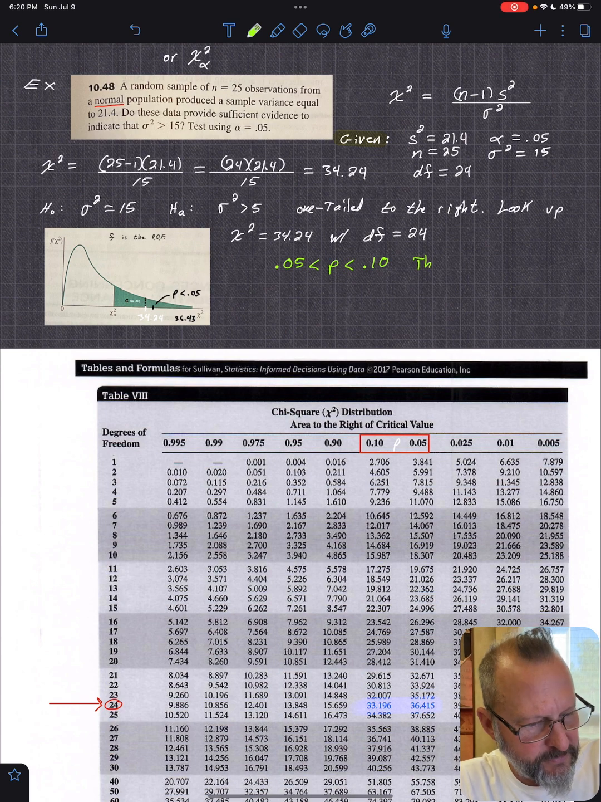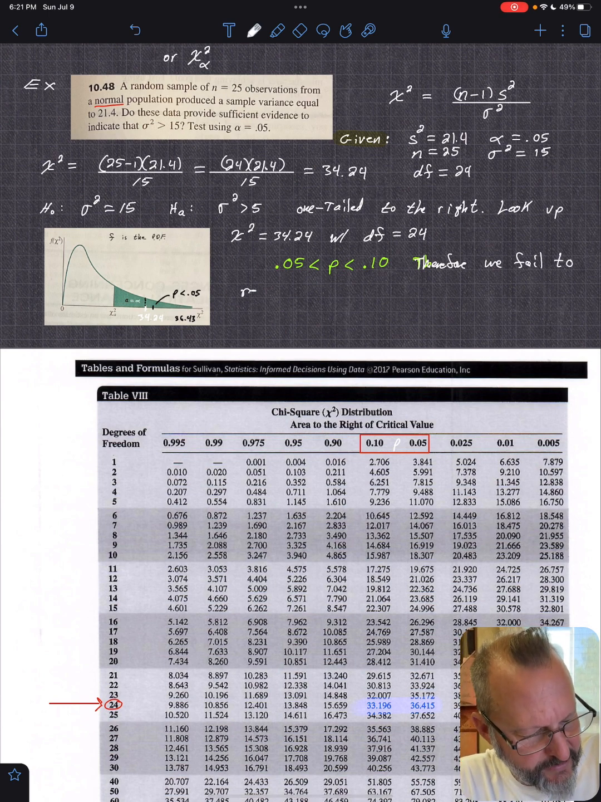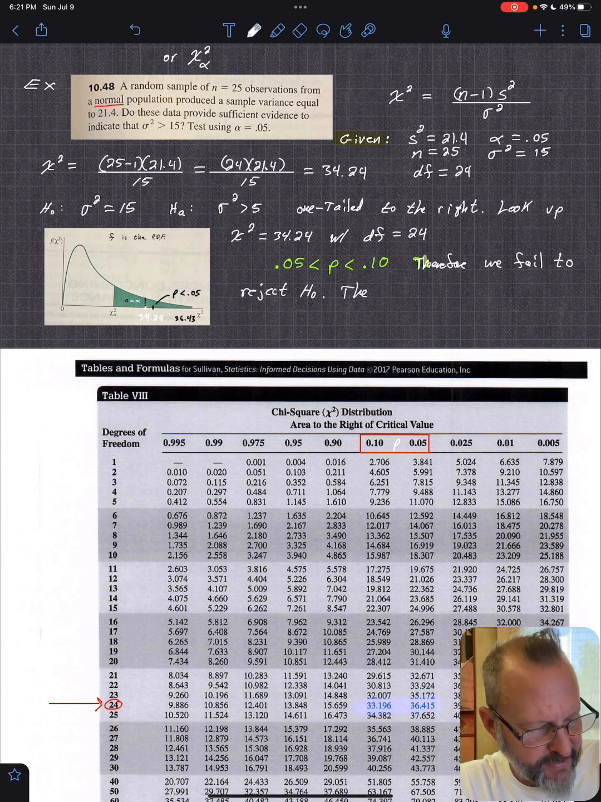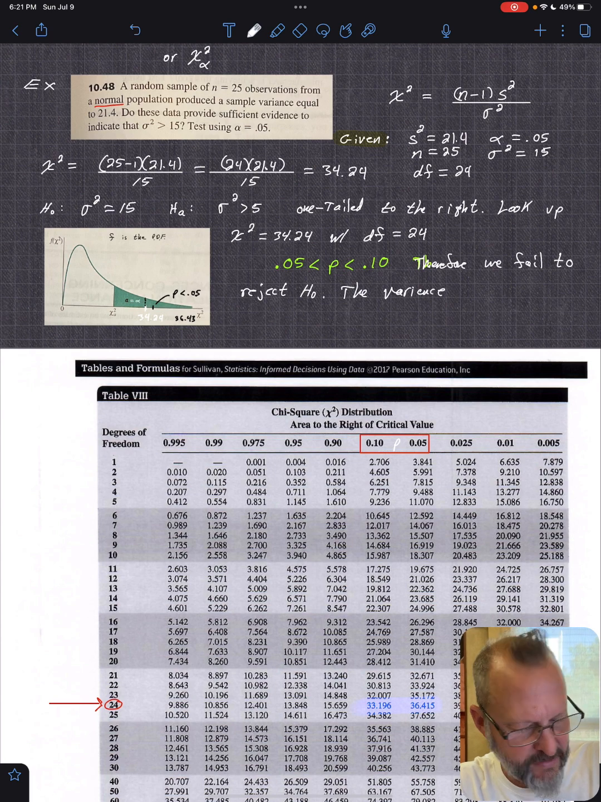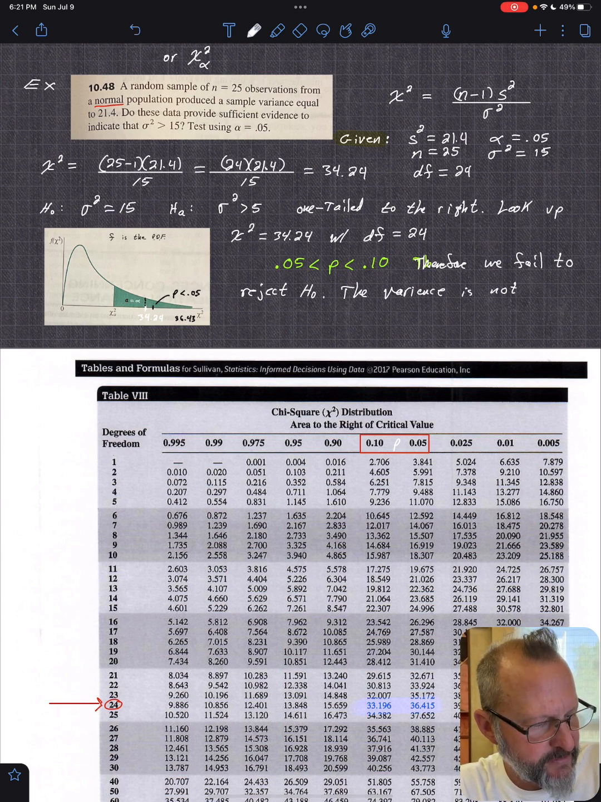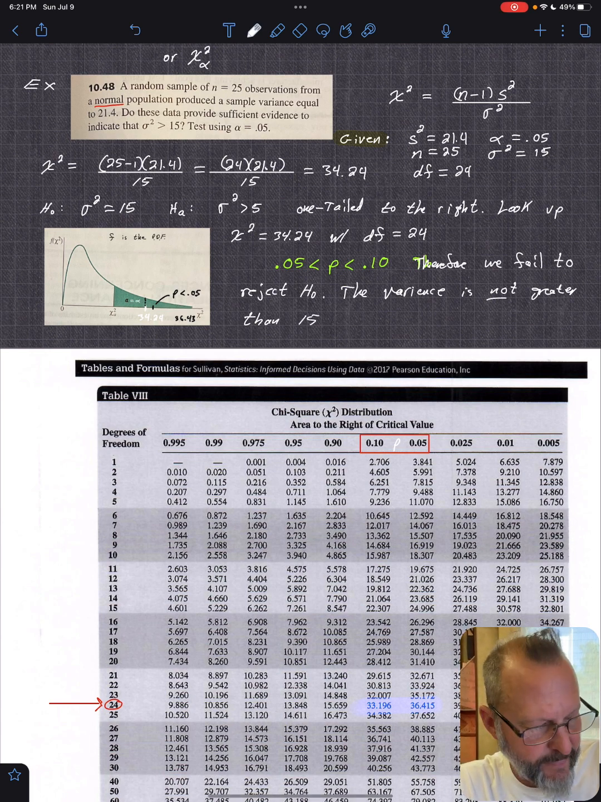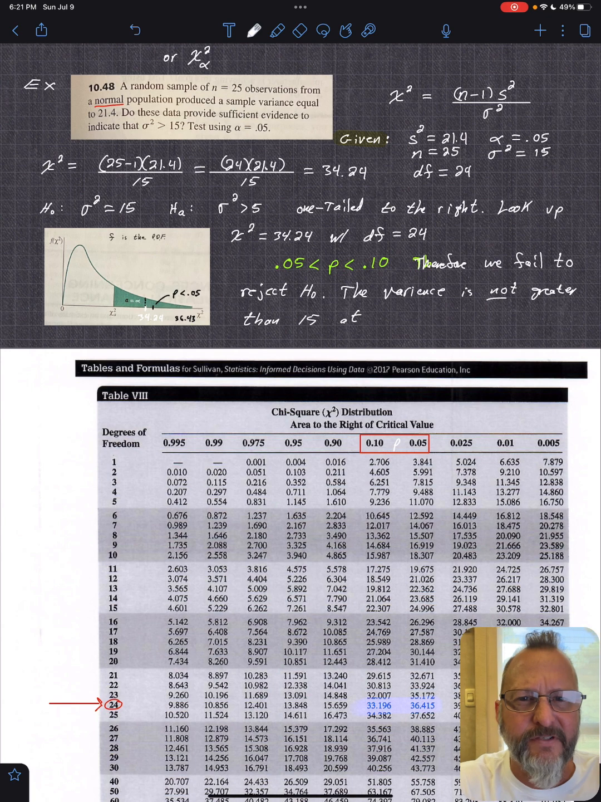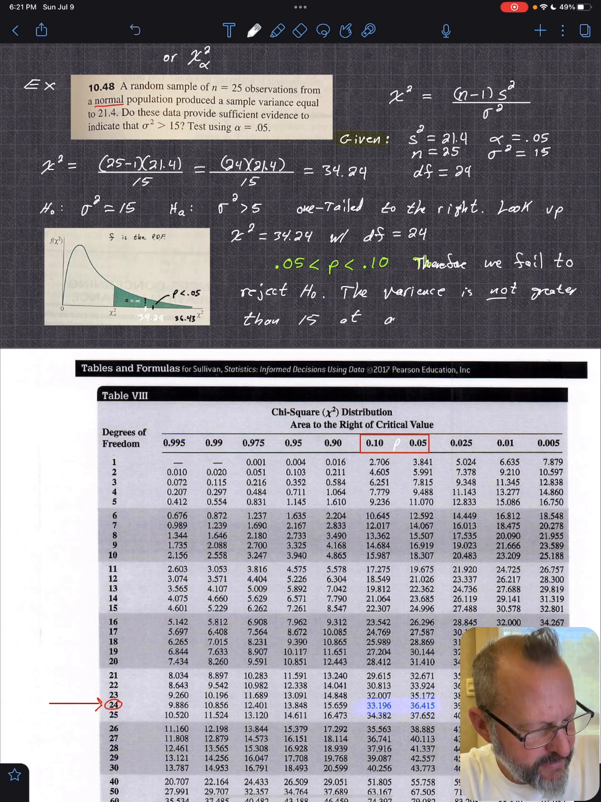So therefore, let me put that in. Therefore, we fail to reject H naught. The variance is not greater than 15, and this is critical, at an alpha equals 0.05 level.